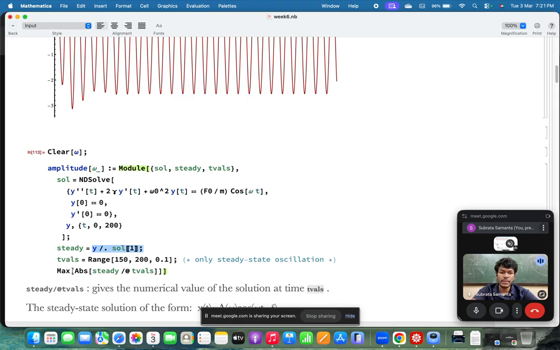And then I calculate the maximum values of this steady-state amplitude. So for a given omega, you calculate what is the maximum amplitude, right. Is this clear?